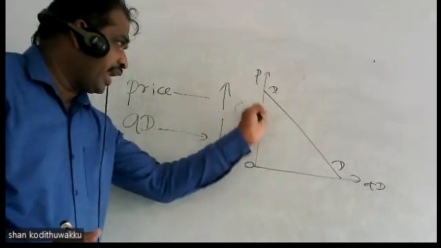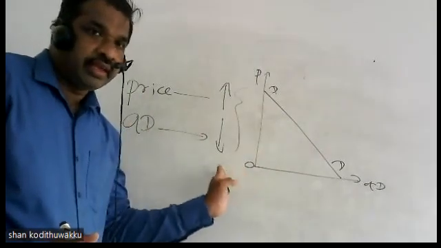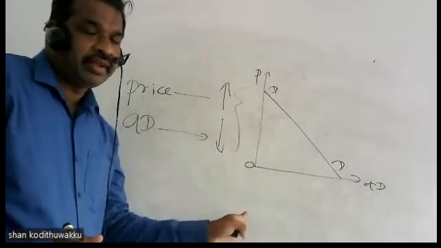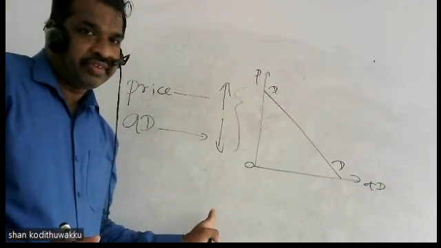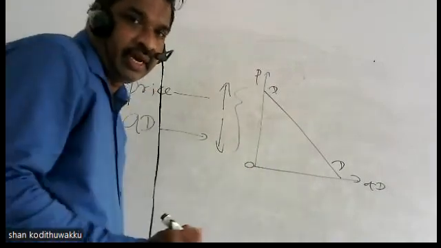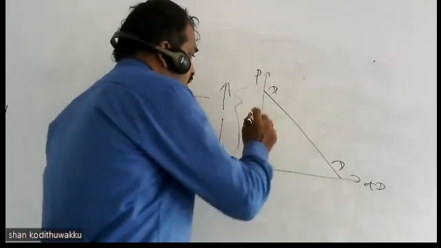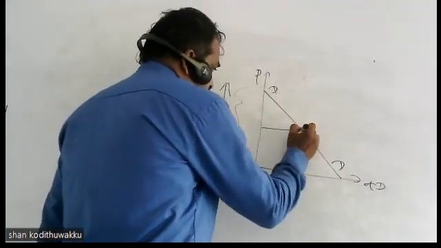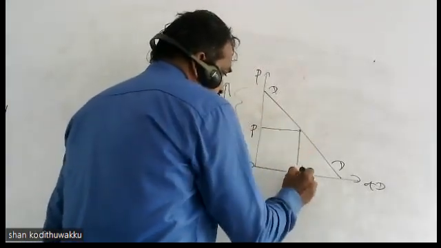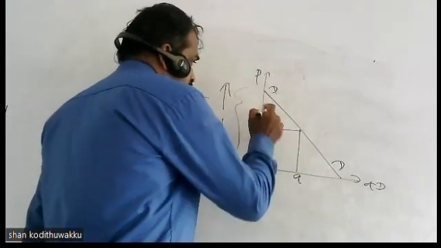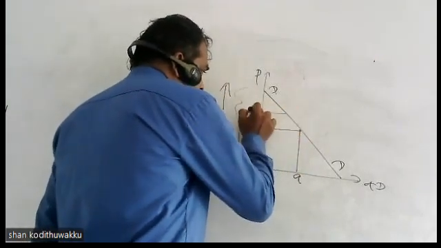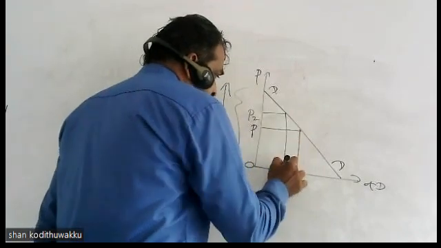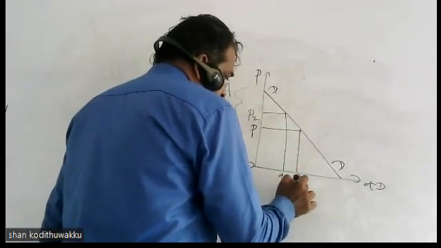But for you to understand, I will explain change in quantity demanded and change in demand by using a diagram also. Here, you just take price P and quantity demanded Q. You know, if there is any increase in price, what will happen to Q?